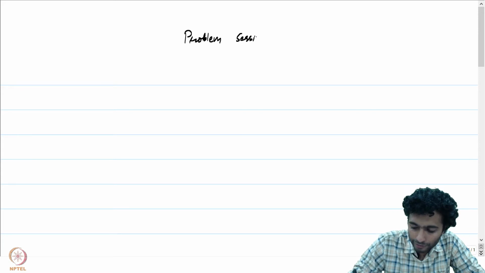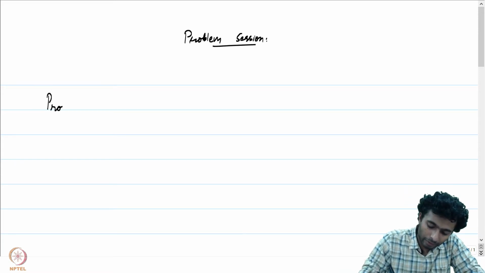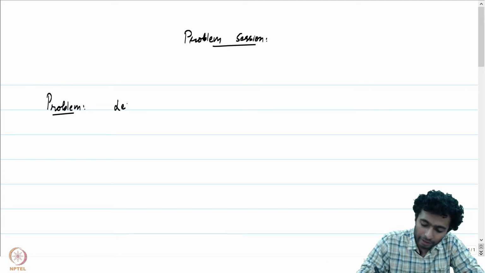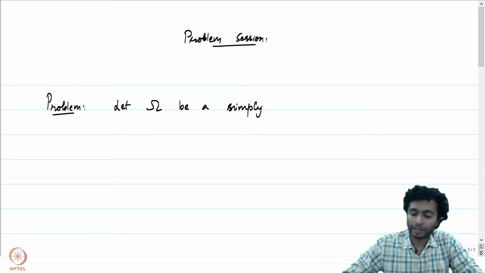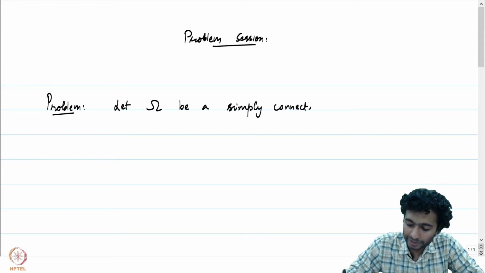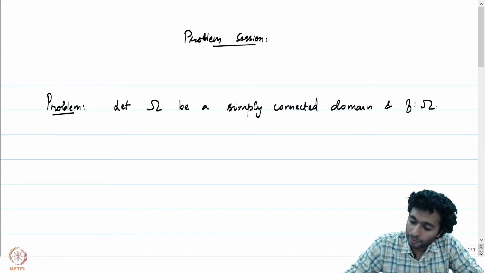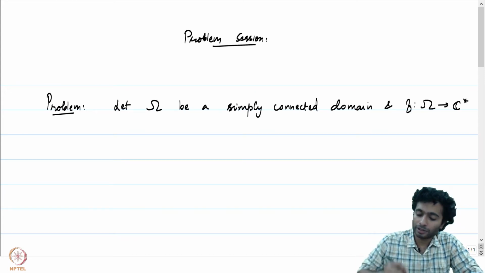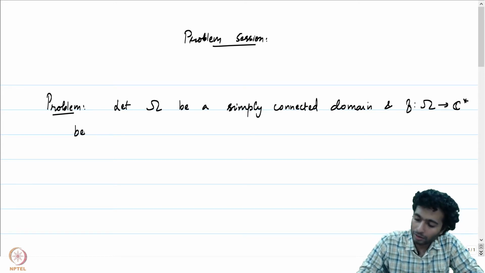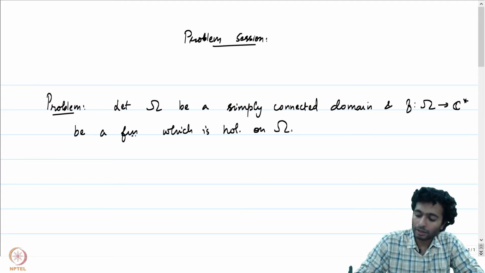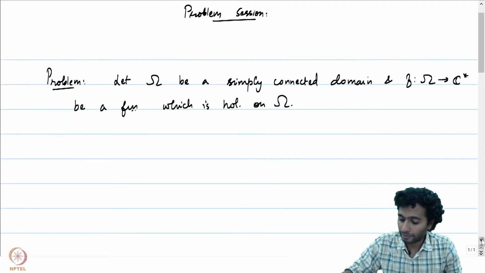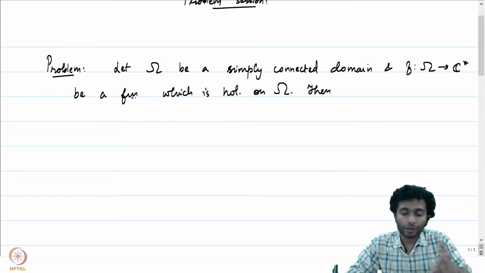The first problem is the following. Let omega be a simply connected domain, simply connected open connected set. That's something which I will implicitly assume in this lecture, simply connected domain, and f from omega to C star be a function which is holomorphic on omega. So notice that f does not vanish, that's what it means. Then f does not vanish on omega.